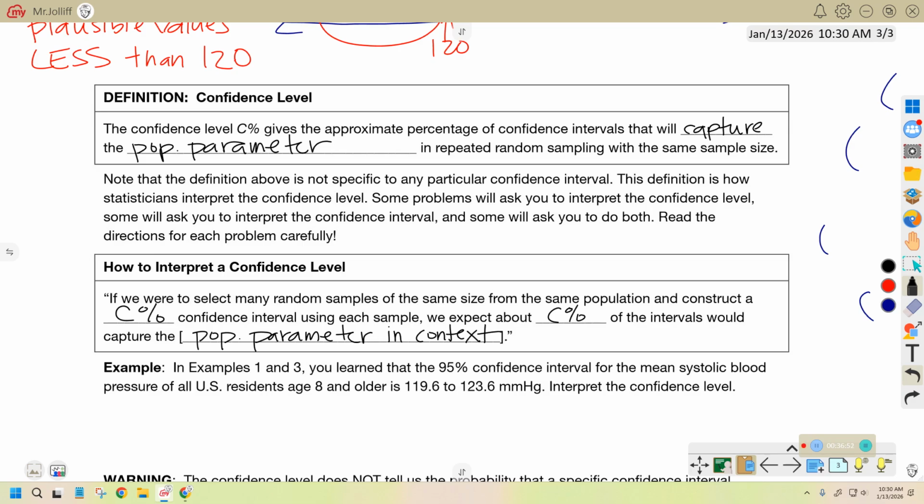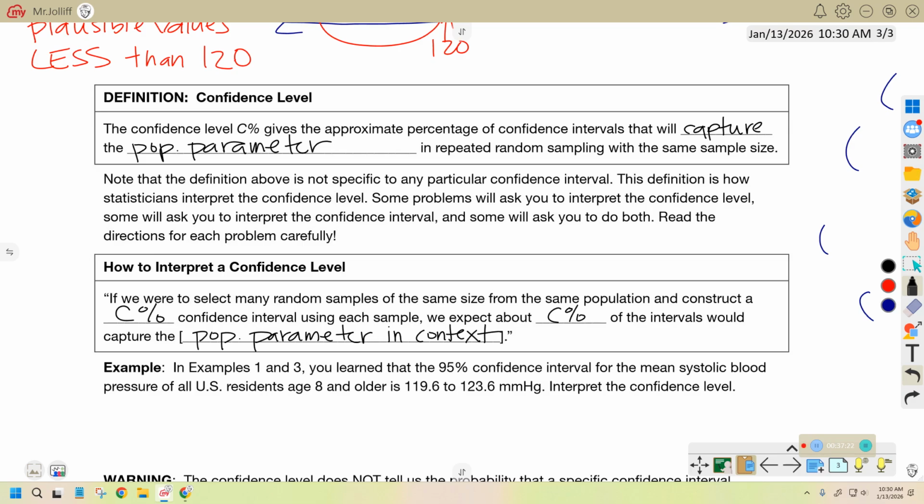It is important that you read directions carefully. Some problems on the FRQ are going to ask you to interpret the confidence interval only. Some are going to ask you to interpret the confidence level only. Some are going to ask that you do both. When in doubt, do both. It is better to have extra correct information than not enough correct information. So when in doubt, do both.